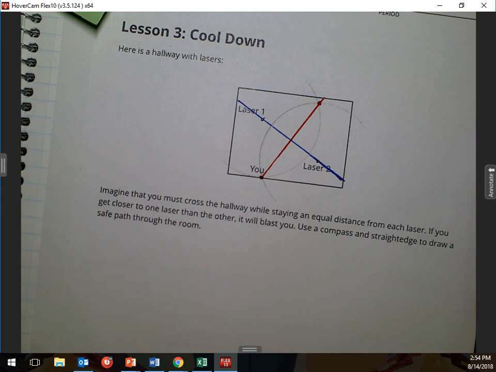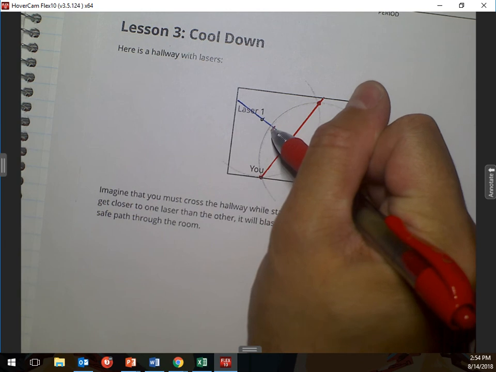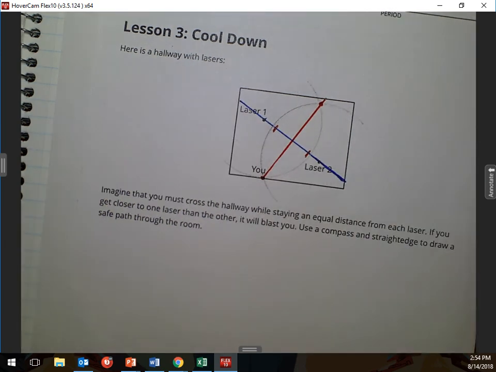So here's a little bit more vocabulary that goes along with this. A tick mark right here and right here. In geometry, that little tick mark says that those two pieces are going to be congruent. Those two pieces are going to be the same.